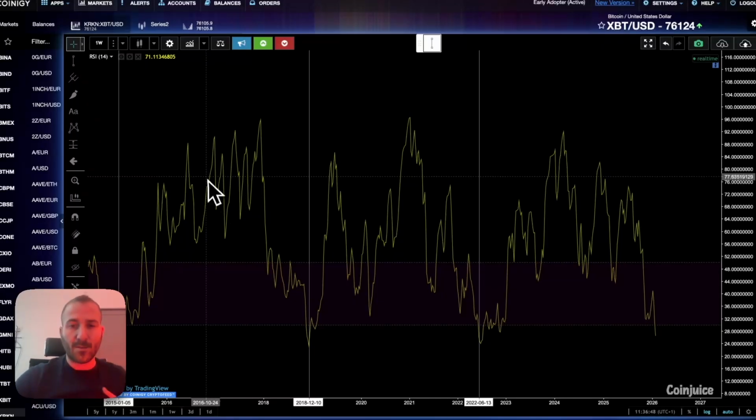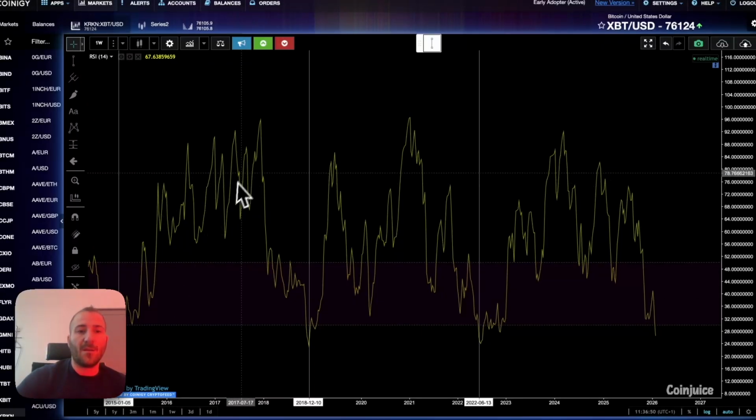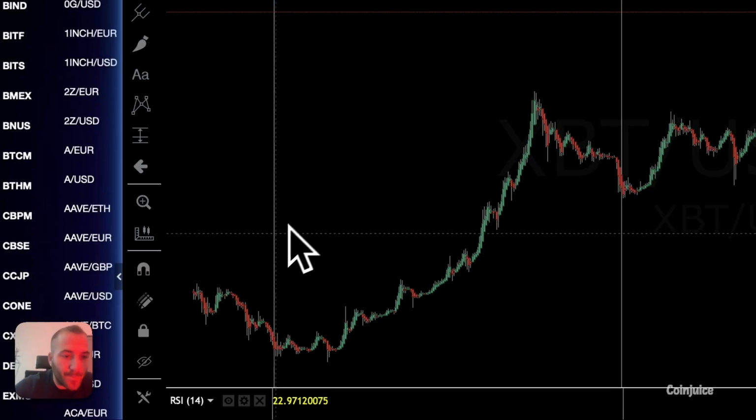Then what I'm going to do is lay over the fractal from these specific dates, 1, 2, and 3, over where we are here, just to get a bit of an indication on how low we can go and how high we can go.